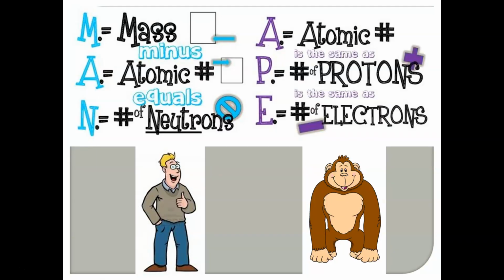This is a mnemonic a lot of people like to try to remember: mass minus atomic number equals neutrons. Atomic number is the same as the number of protons and the same as the number of electrons. So if that helps you, great. If not, it's not something I would ever ask a quiz question on or anything. It's just a mnemonic to help you remember.